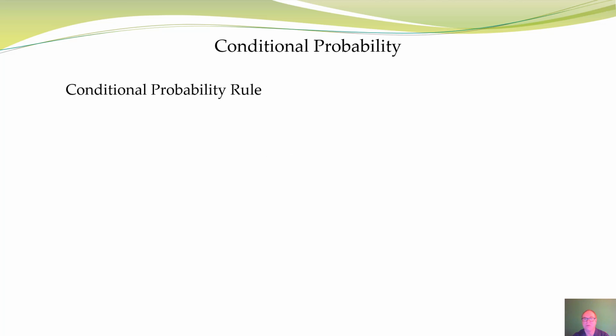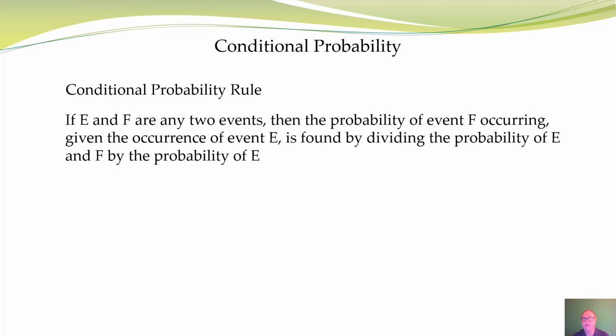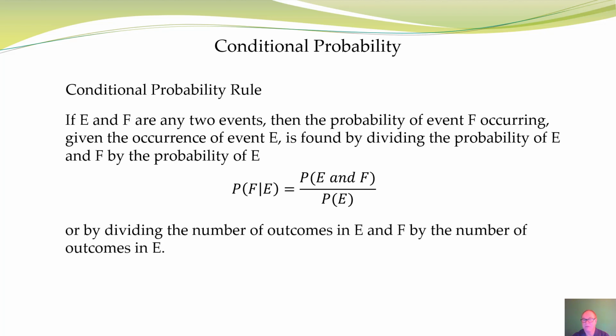Conditional probability rule. If E and F are any two events, then the probability of event F occurring given the occurrence of event E is found by dividing the probability of E and F by the probability of E. So here's the formula. Probability of F given E is equal to the probability of E and F divided by the probability of E. Or by dividing the number of outcomes in E and F by the number of outcomes in E. So the probability of F given E equals the number of outcomes in E and F divided by the number of outcomes in E.